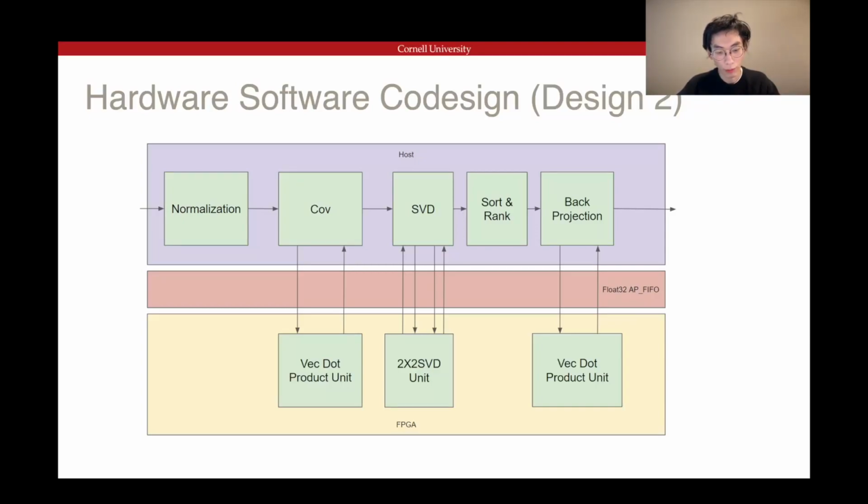We have a 2x2 SVD unit to calculate the two rotation matrices. It is running in a pipelined way within each round-robin iteration so that we can reduce the latency. The update of the SUV matrices is also pipelined. The interface between the host and the FPGA is 2 float 32 AP50.